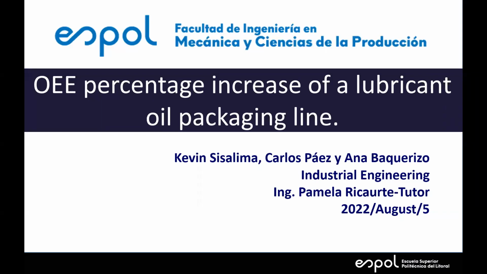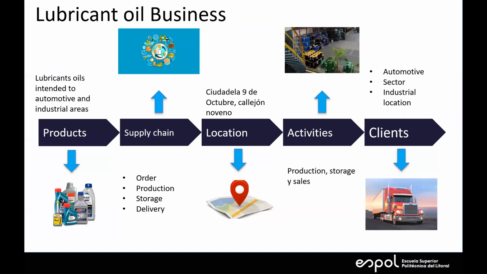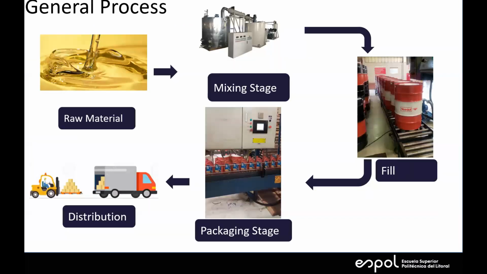Good morning. Our project team is working on increasing the OEE percentage of a lubricant oil packaging line. As an introduction, our main products are lubricants for the automotive line, and the plant is in the south of Guayaquil. The general process of the plant is raw material, mixing stage, fill, packaging stage, and distribution.